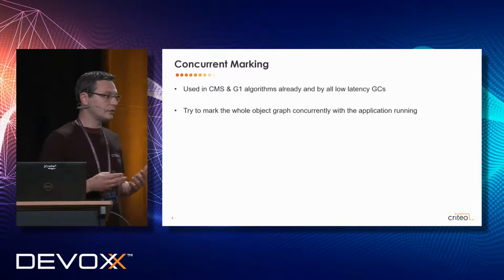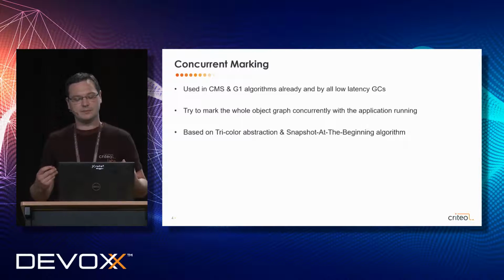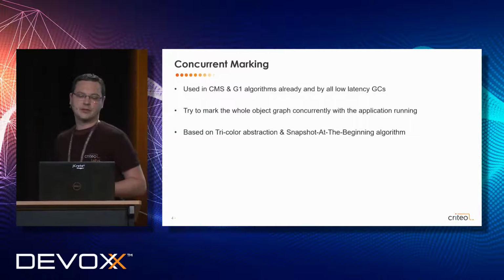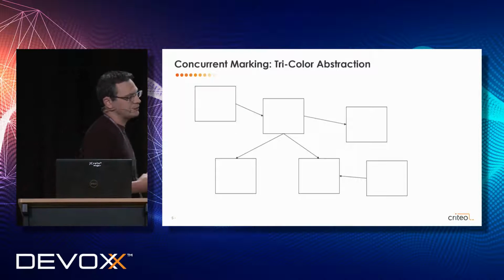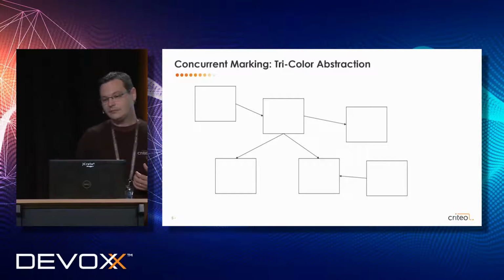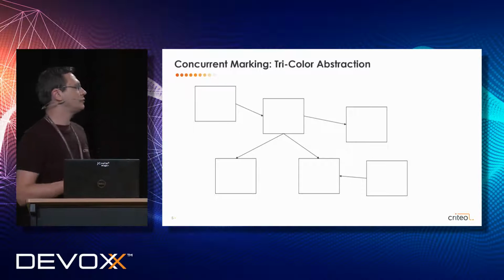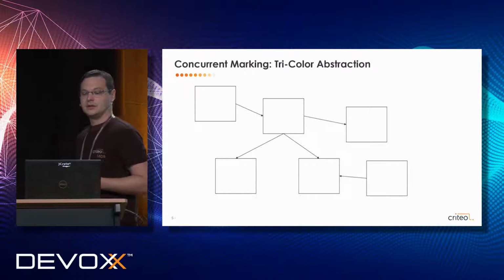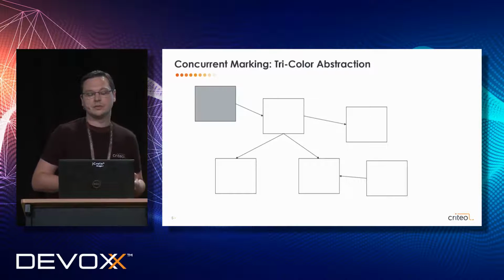In concurrent marking, we try to mark the whole object graph concurrently with the application. It's based on the tricolor abstraction and the snapshot-at-the-beginning algorithm that we'll explain in just a few minutes. So let's take an example with this object graph. We have the GC roots at the top left, and we try to traverse this graph and mark those objects. There are three colors: white, gray, and black. When we begin with the GC roots, we mark this object gray.